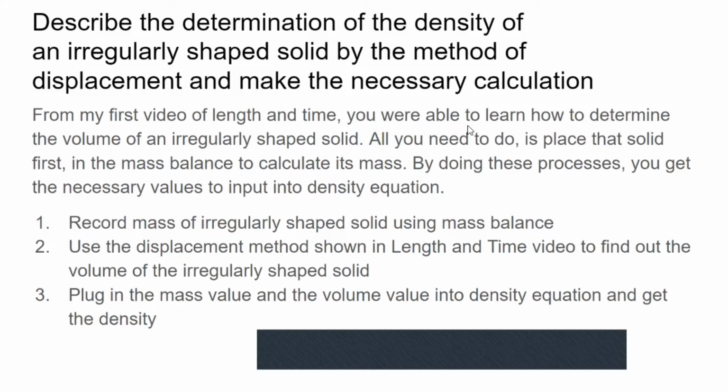So first, record the mass of the irregularly shaped solid using a mass balance. Then use the displacement method shown in the length and time video to find out the volume of the irregularly shaped solid. You don't weigh it second, because if you take the irregularly shaped solid out of the wet measuring cylinder, it's going to have a little bit of liquid on it, and then that won't measure as precisely on the mass balance. And then the last step, plug the mass value and the volume value into the density equation to get the density.